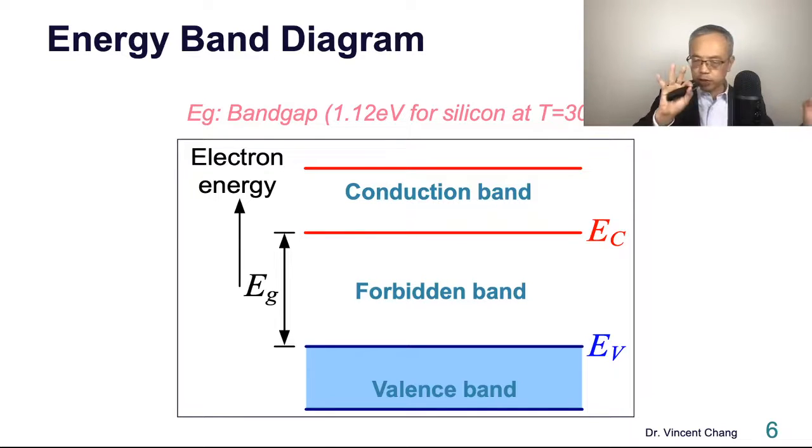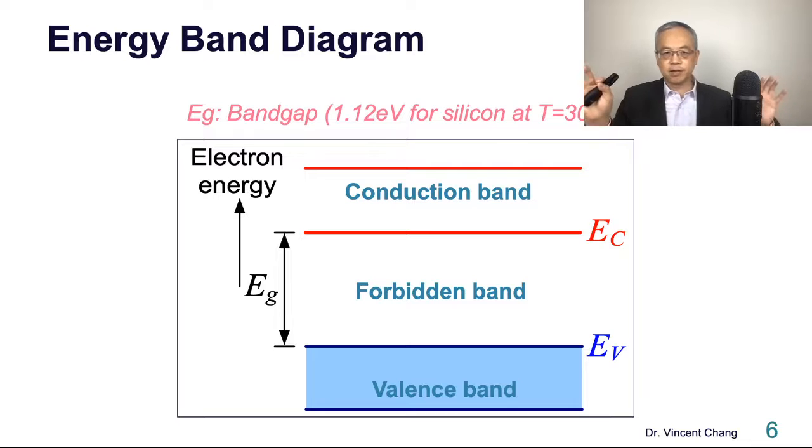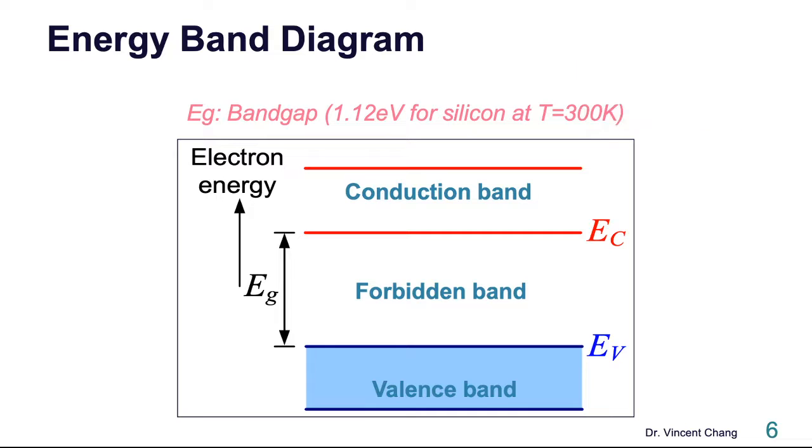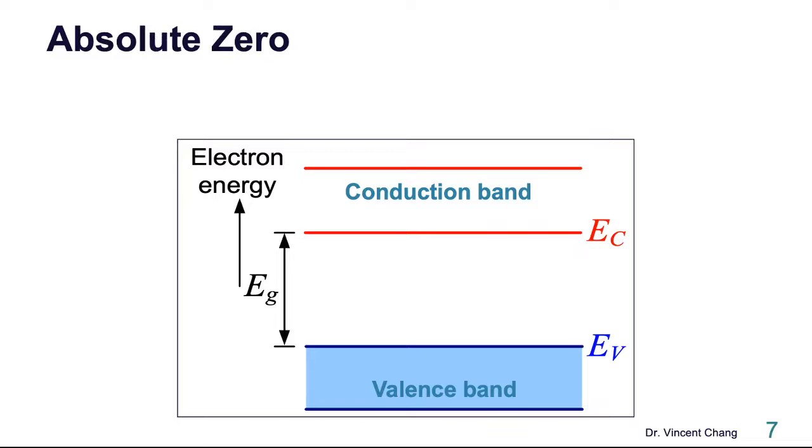So different materials have different band gaps. For example, gallium arsenide is 1.42 electron volts, and for silicon at room temperature, it's 1.12 electron volts. All right? So at absolute zero temperature, this is what happens.